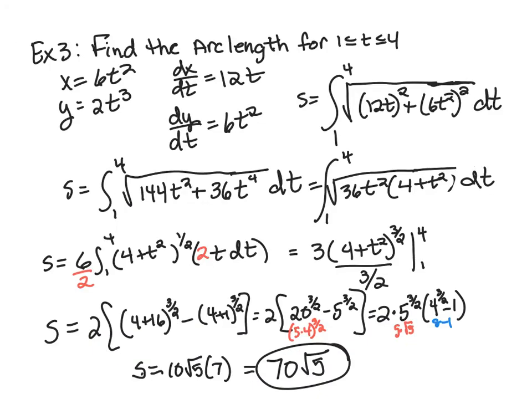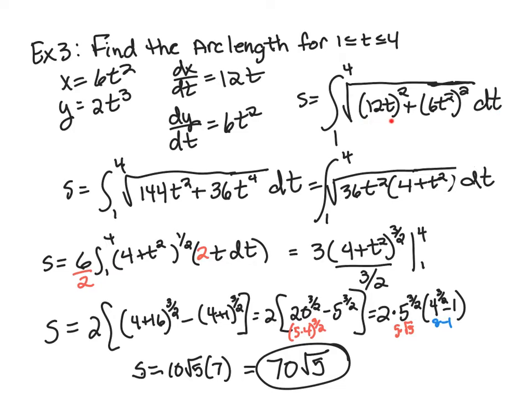Okay, let's take the third example that we used and find the arc length of this curve for t between 1 and 4. So we're going to take the derivative of each of them. We're going to square each of those derivatives, add them together under the radical, and integrate from t equals 1 to t equals 4 with respect to t.